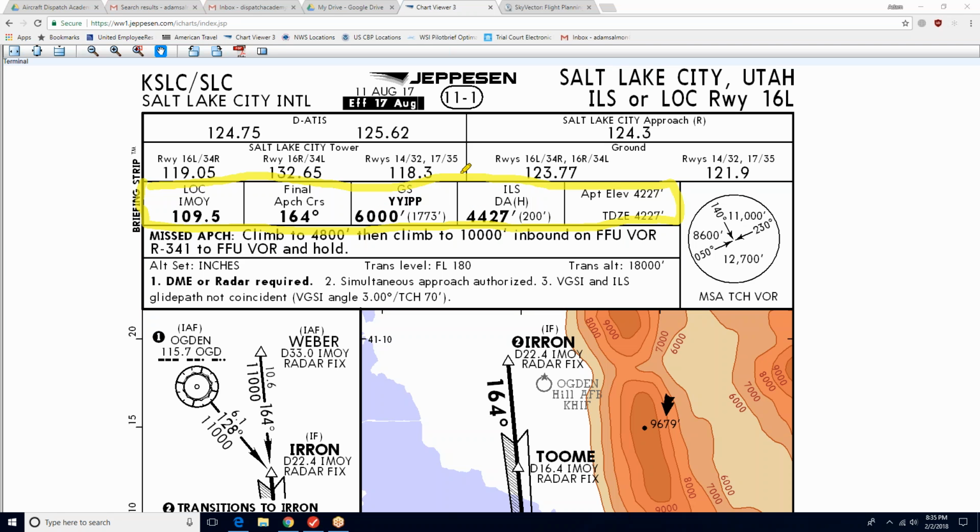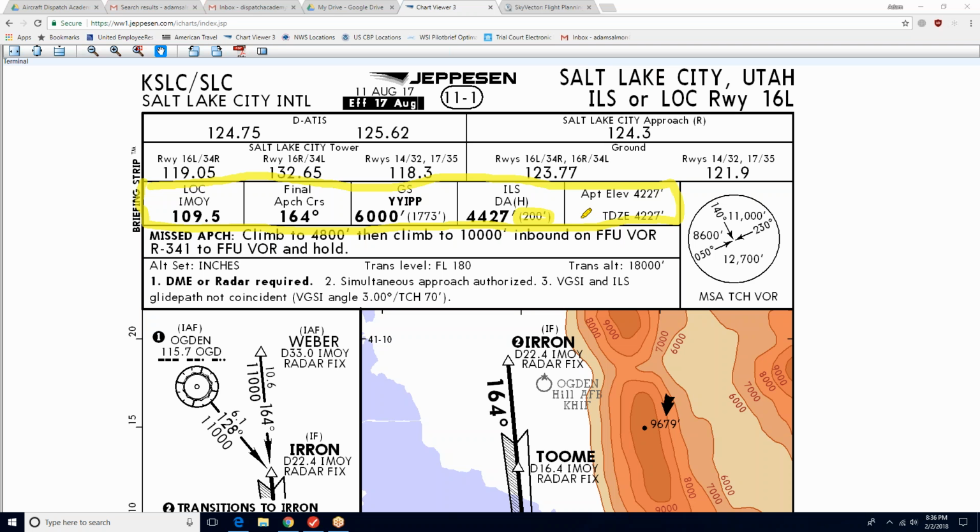Then the next box over is the ILS decision altitude. That basically means that once the plane hits this glide slope intercept, it starts gradually descending down to the runway, and it'll take you all the way down to 200 feet above ground. You can see 200 feet above ground would be 4,427 feet sea level, but then you can see right here, that's 200 feet AGL. So you're only 200 feet above the ground. That's the lowest point to which the ILS will allow the aircraft to come down.